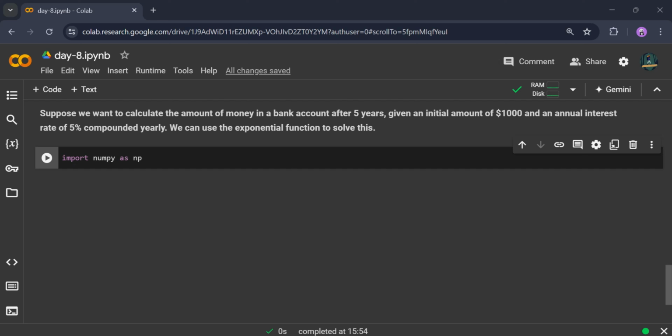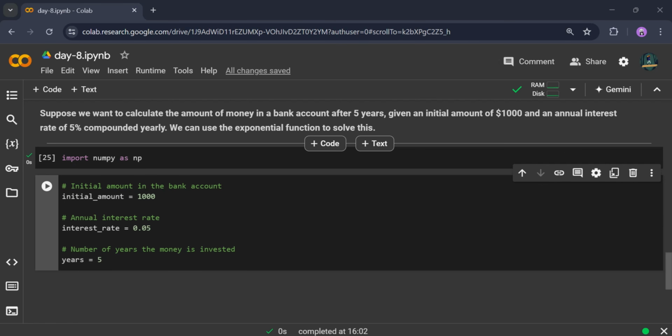Let's dive into a problem. Suppose we want to calculate the amount of money in a bank account after 5 years, given an initial amount of $1,000 and an annual interest rate of 5% compounded yearly. We can use the exponential function to solve this problem. First, let's import the NumPy library, import numpy as np.